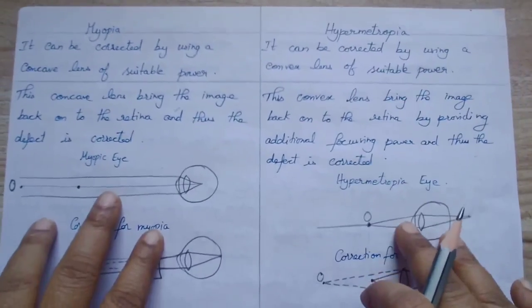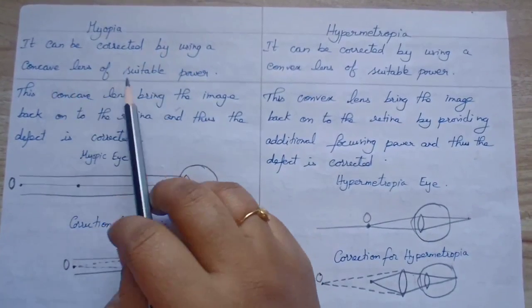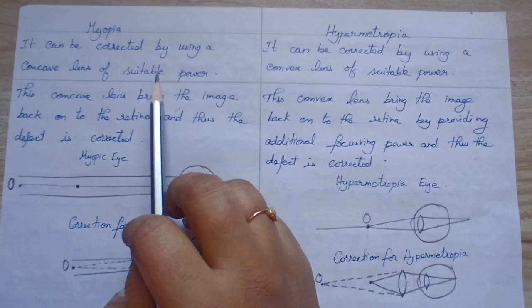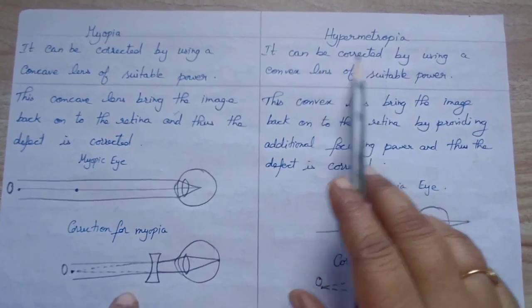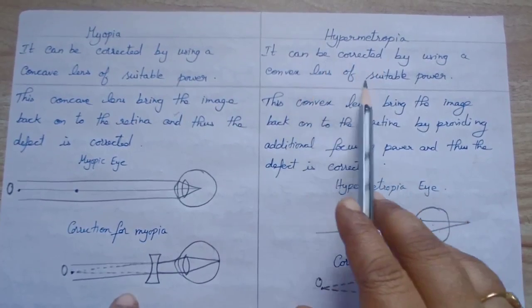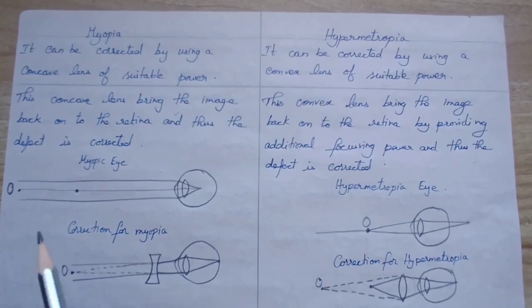Then how will you correct this? Myopia can be corrected by using a concave lens of suitable power, and here, this farsightedness, hypermetropia, can be corrected by using a convex lens of suitable power. See how it is corrected.